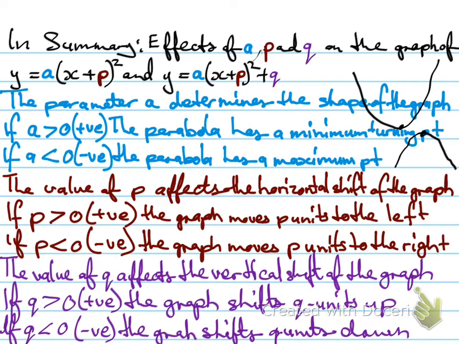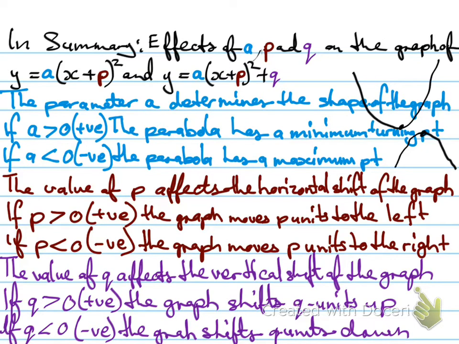And then the value of q has got a vertical shift effect on the graph. If q is greater than 0 or positive, the graph shifts q units up. And if q is less than 0 or negative, the graph shifts q units down.